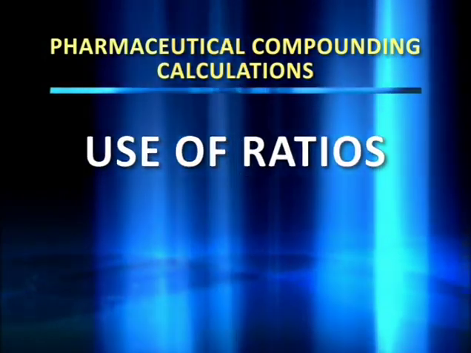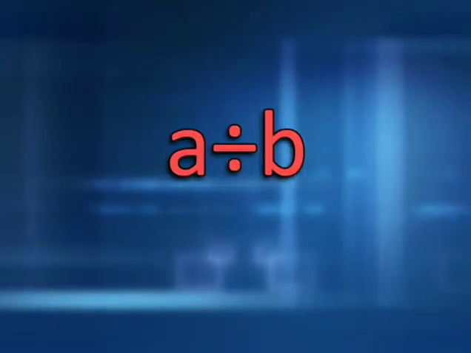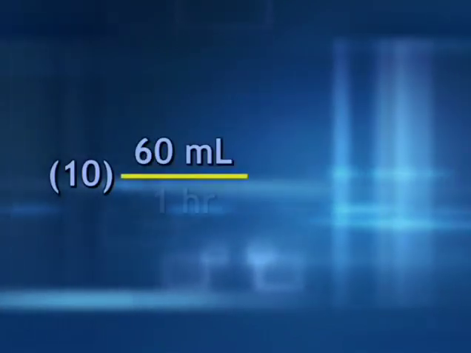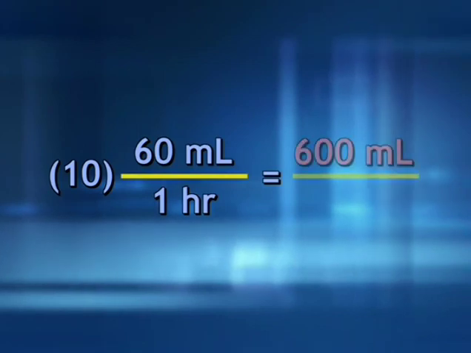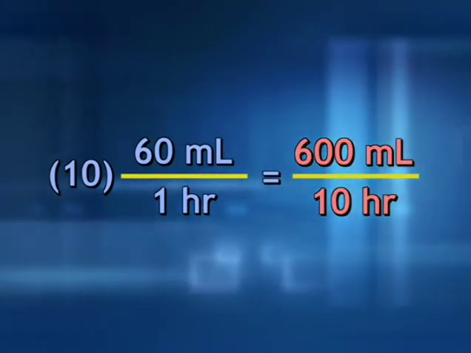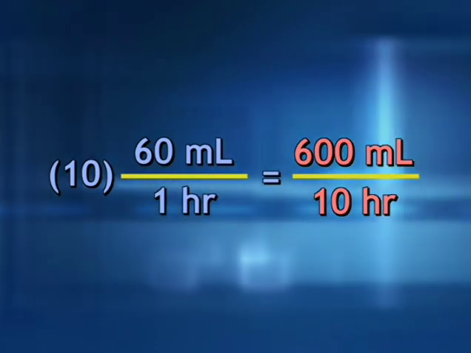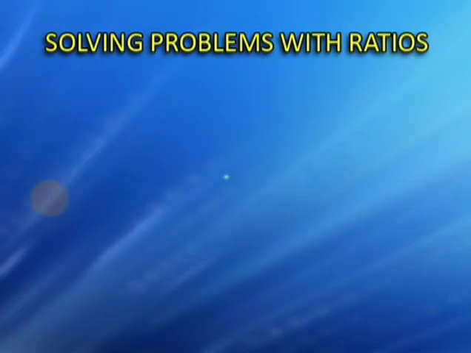Many calculations used in IV pharmacy can be expressed as ratios. In a ratio, one quantity is related to another by a division operation, which is indicated by the word per. Two ratios are equivalent if they can be made equal by using an appropriate multiplier. For example, 10 times 60 milliliters per 1 hour is equal to 600 milliliters per 10 hours. When the correct ratio is selected, known data can be substituted in the appropriate spaces and calculations then become simple.